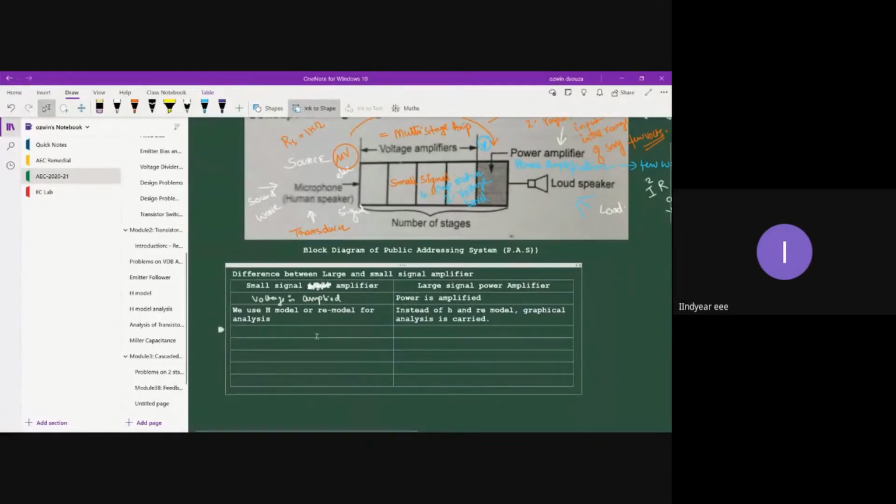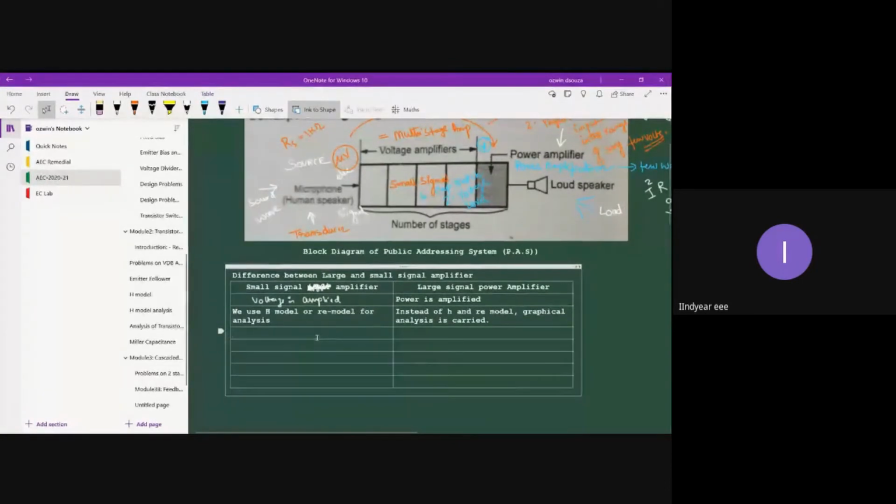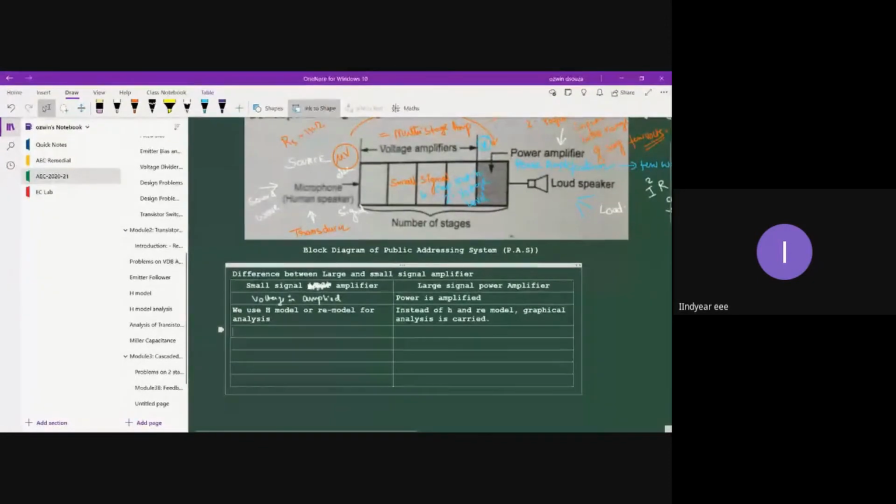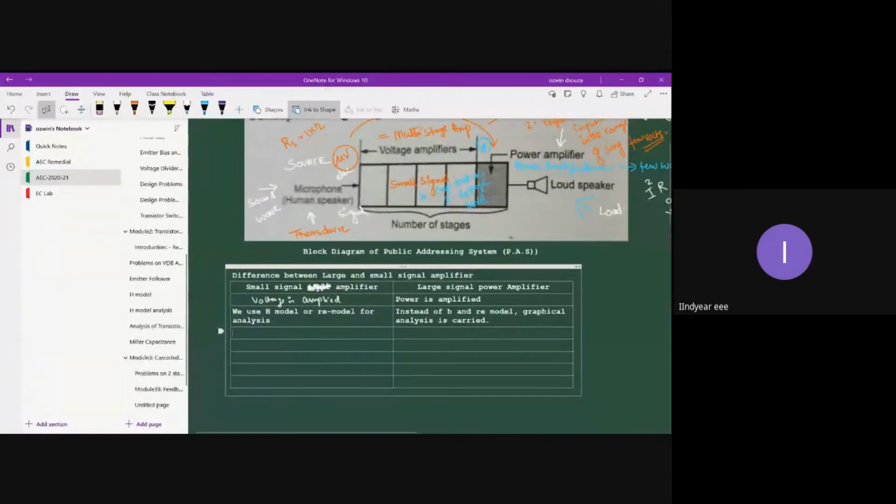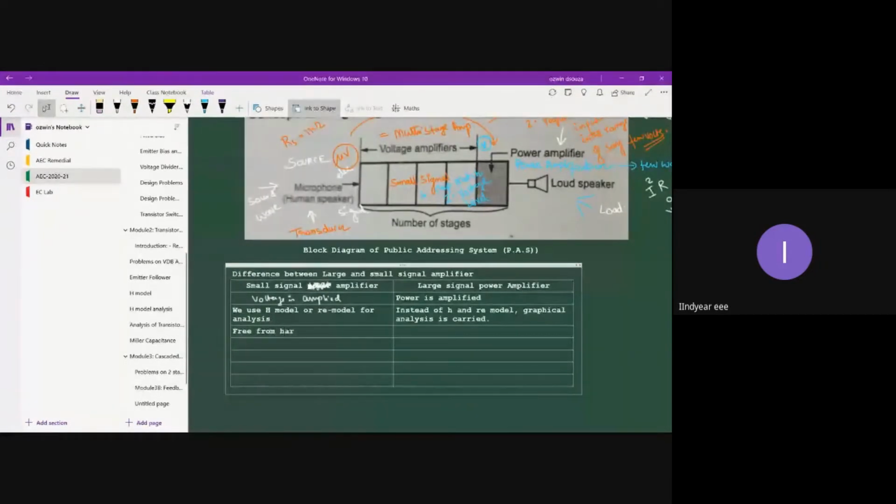The third difference is something to do with the distortions. Your small signal amplifier is free from harmonics. Have you come across the term called harmonics? On the other hand, in the large signal power amplifier, harmonics are present. The harmonics are basically the disturbances present in the output in simple terms.